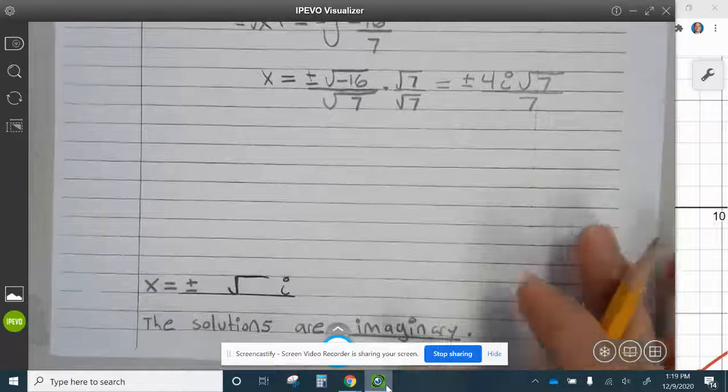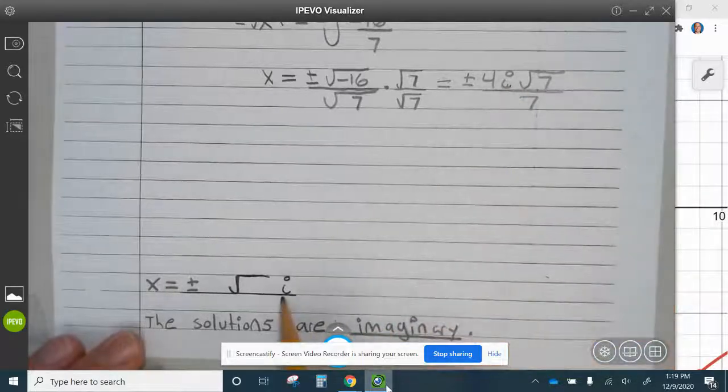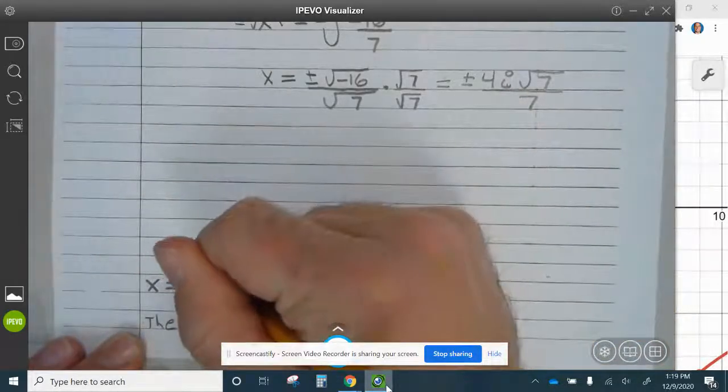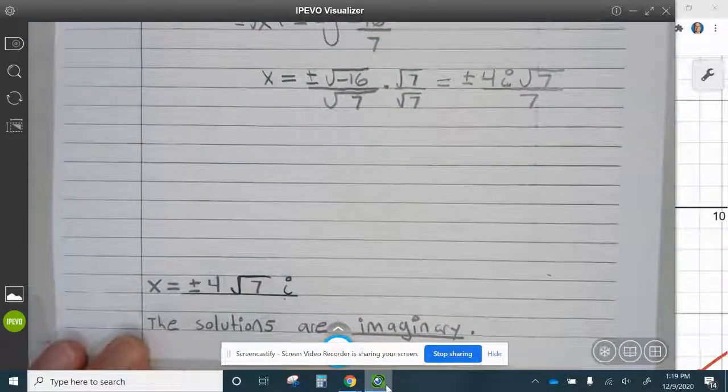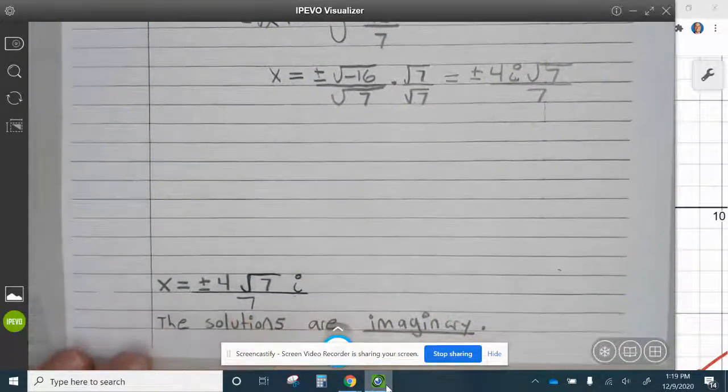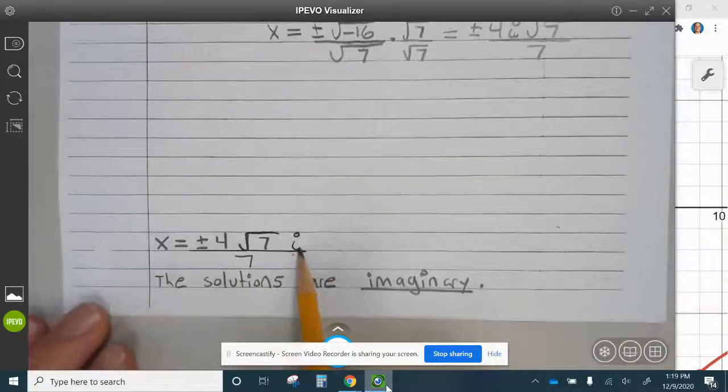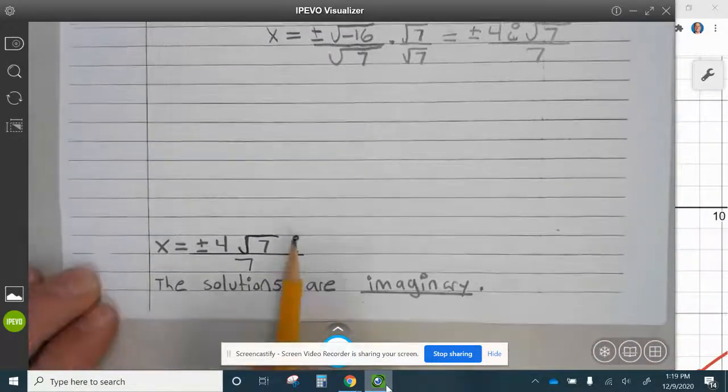Now, when you put this in HRW, they're going to put the i in the back. So then that's x equals plus or minus 4 times the square root of 7 i, divided by 7. Since there's an i in the answer, the solutions are imaginary.